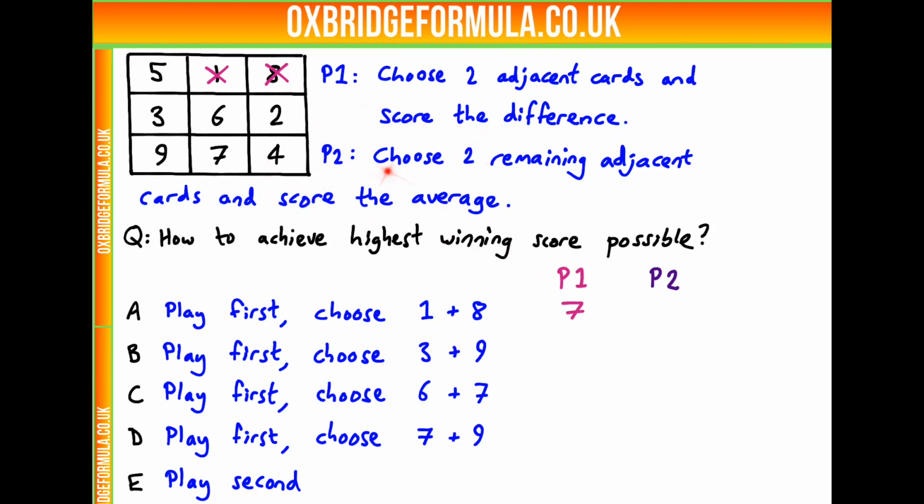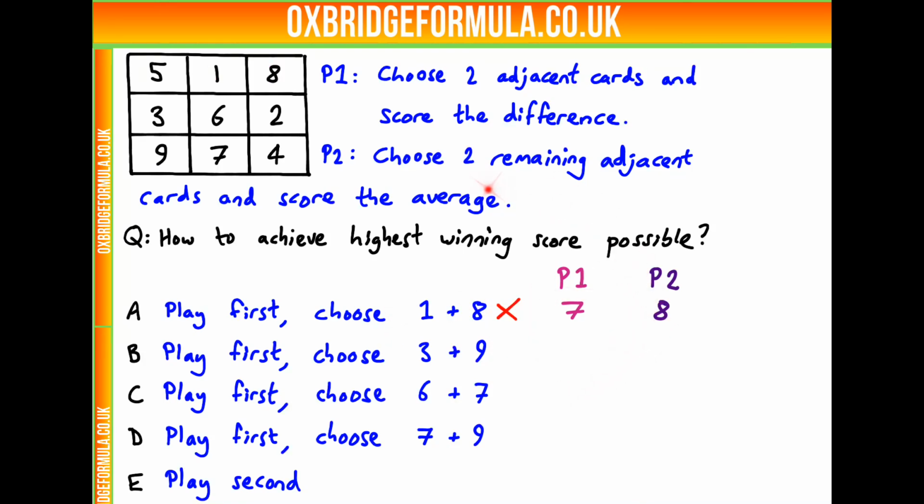So if they're scoring the average, then we want to choose the 2 largest cards possible. The 2 largest adjacent cards are 9 and 7. That would give us a score of 8. So we know that if Alex chooses this option, then she won't definitely win if player 2 spots this, and so this isn't what we want to do.